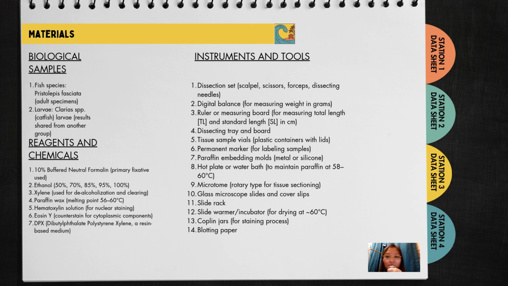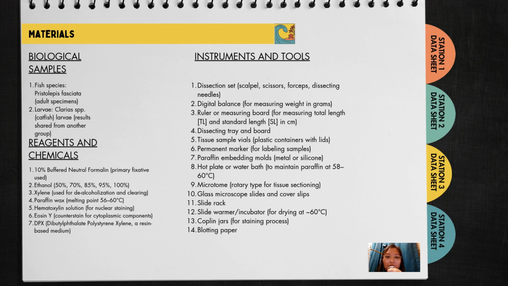Materials. There are three types of materials that were used. Firstly, biological samples: fish species Pristolepis fasciata and other species. Second, larvae of Clarias spp., a catfish species. And the next materials are reagents and chemicals. One, 10% neutral buffered formalin. Second, ethanol. Third, xylene. Fourth, paraffin wax. Fifth, hematoxylin solution. Sixth, Eosin Y.